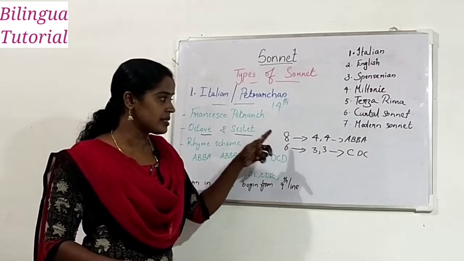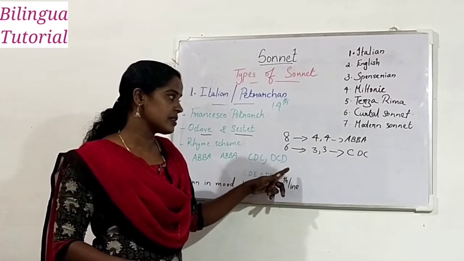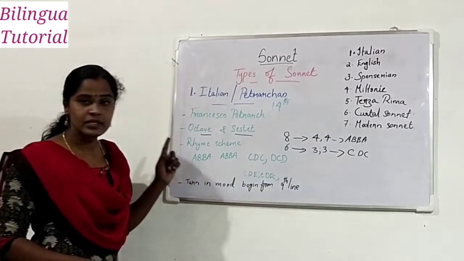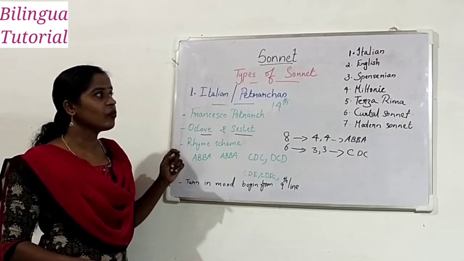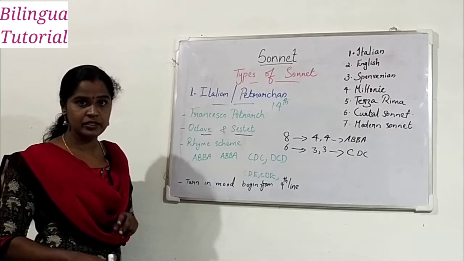And octave has 8 lines and sestet has 6 lines. And its whole details we have discussed. I think we can move to the next topic. It is the English or Shakespearean sonnet.